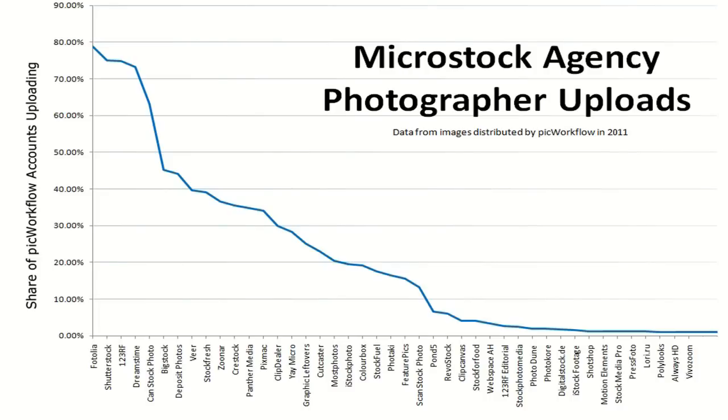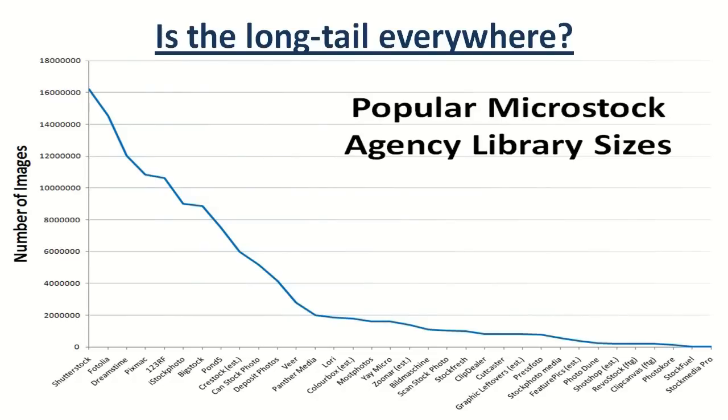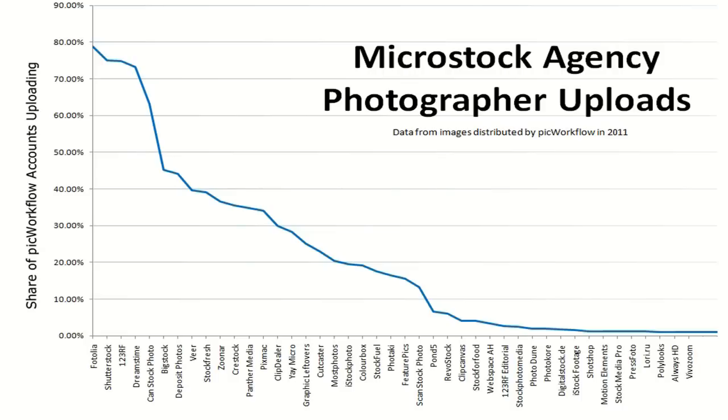I then took some of the data from picWorkflow.com. This is my workflow tool for Microstock photographers, and took a look at which agencies they upload to and what volume of uploads is made to each agency. So you see very much a similar distribution in both of these charts.